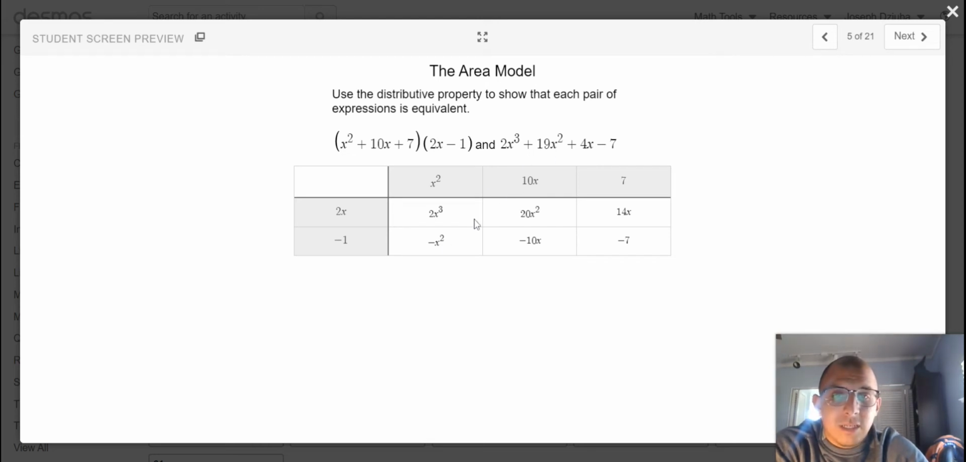To acquire the 19, if we combine negative x squared plus 20x squared, that would yield a positive 19x squared. And if we combine negative 10x with 14x, that would yield a 4x.